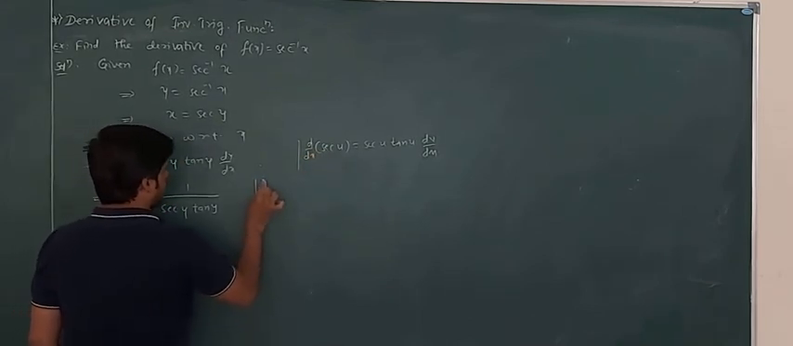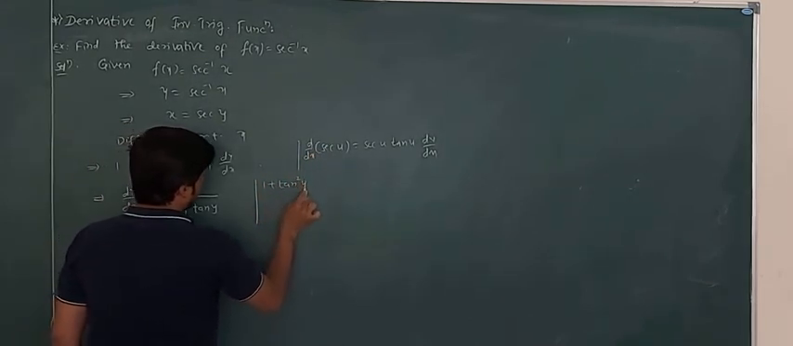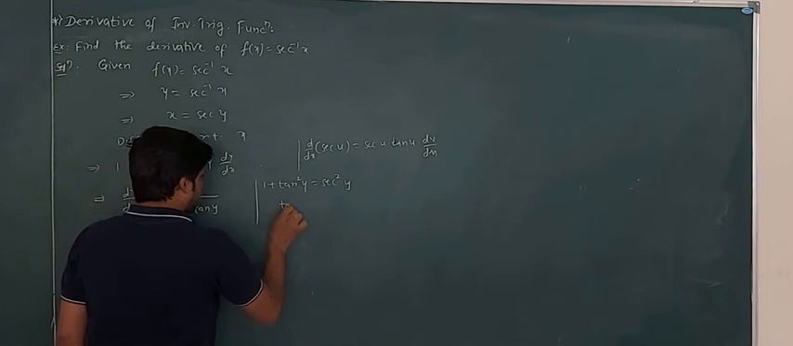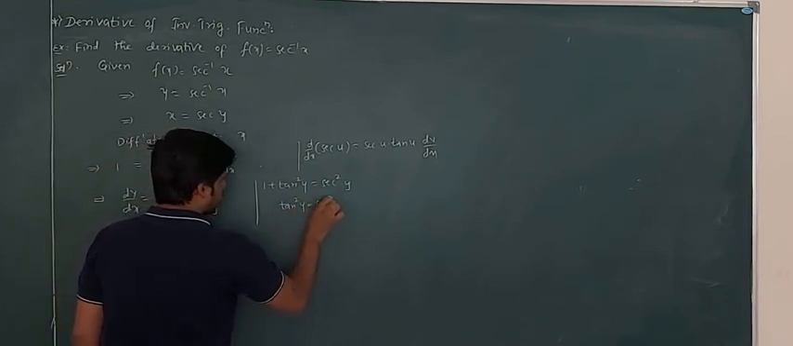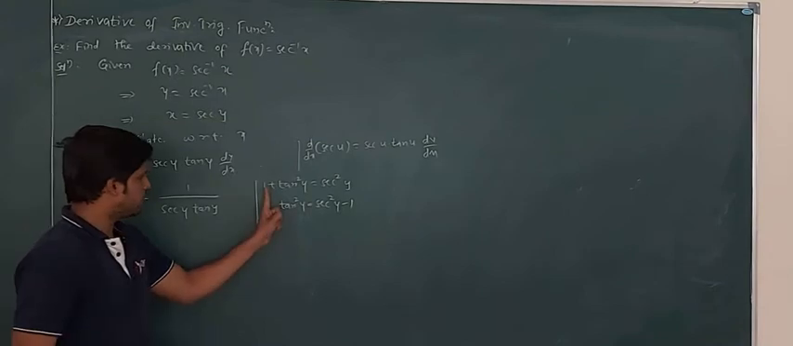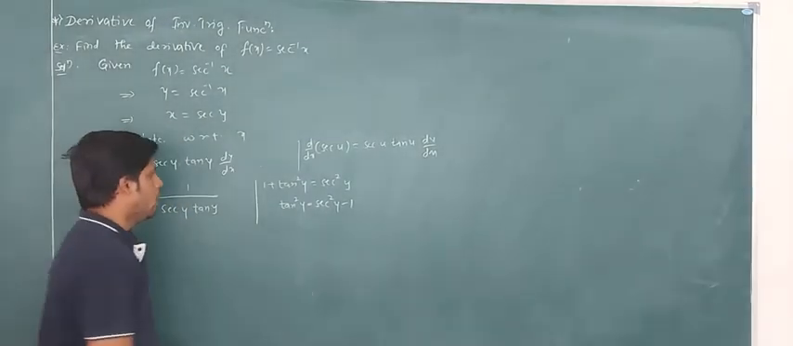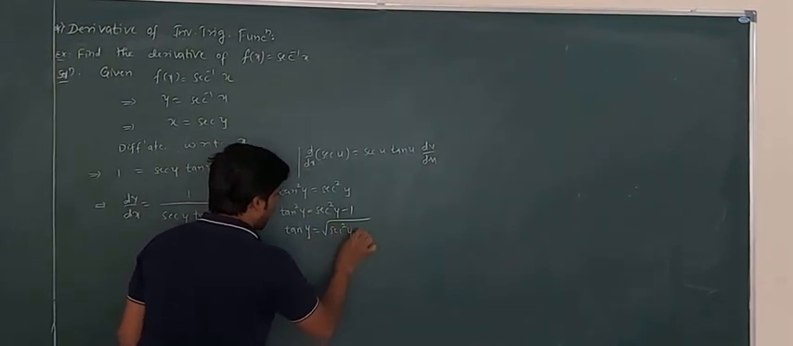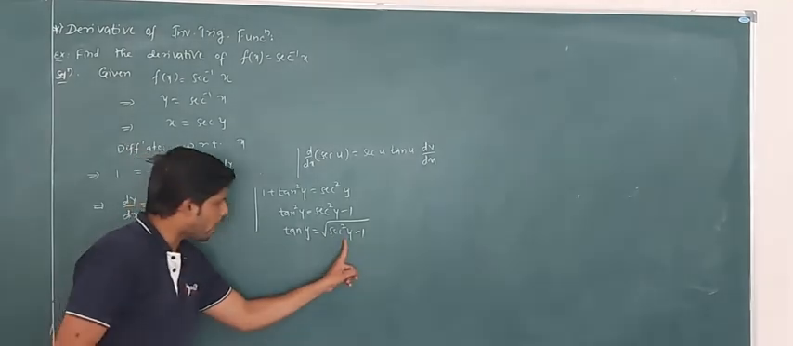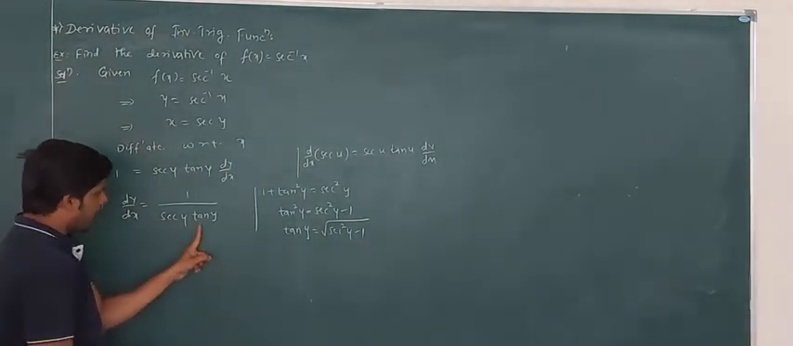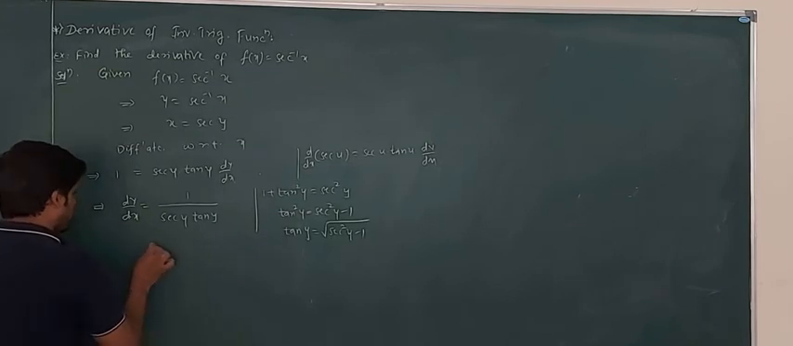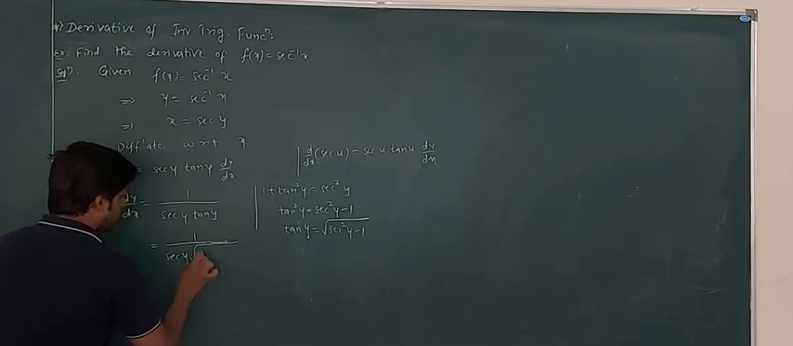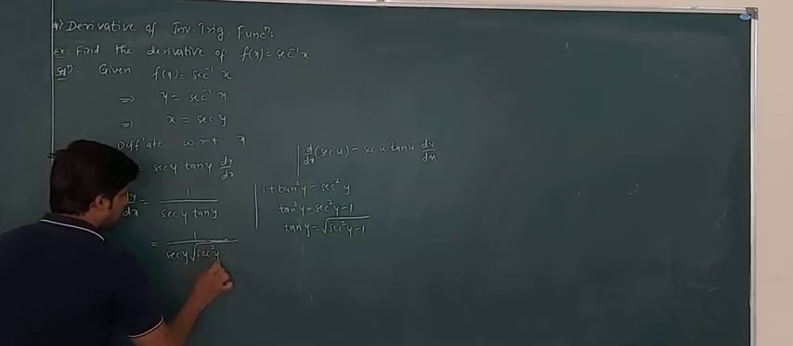We know that 1 plus tan square y is equal to secant square y, or tan square y is equal to secant square y minus 1. Transfer this plus 1 to the RHS side, we get minus 1. Or tan y is equal to square root of secant square y minus 1. So here tan y can also be written as the square root of secant square y minus 1. So therefore 1 upon secant y into square root of secant square y minus 1.